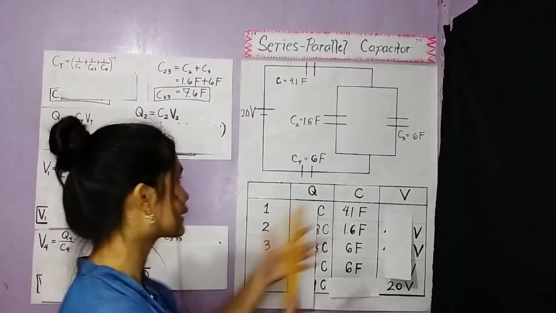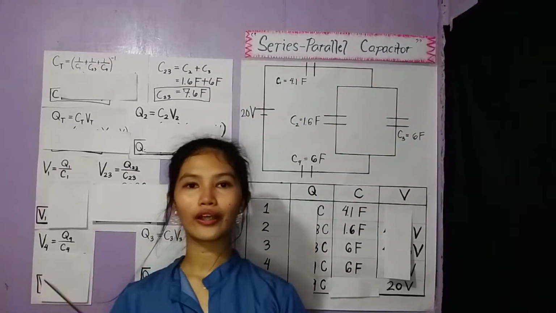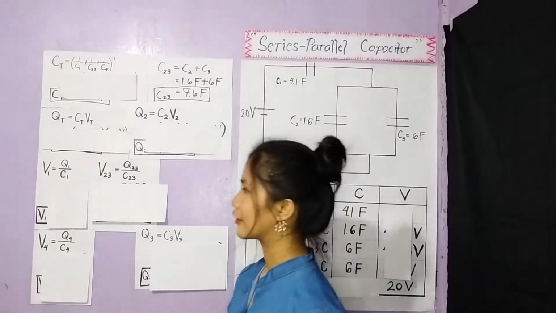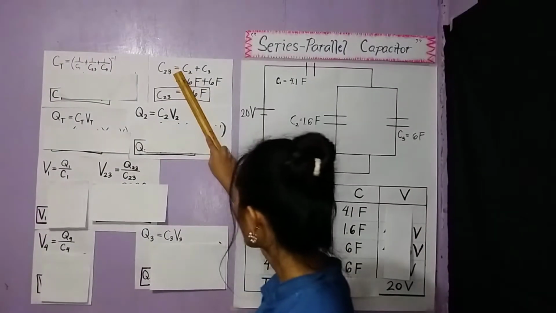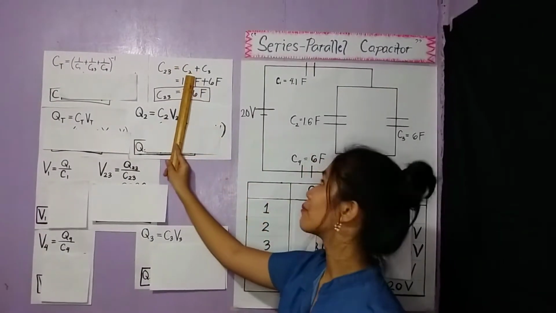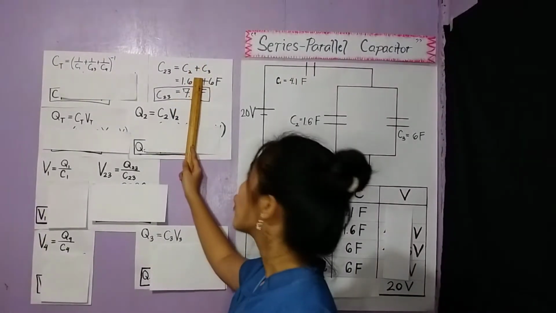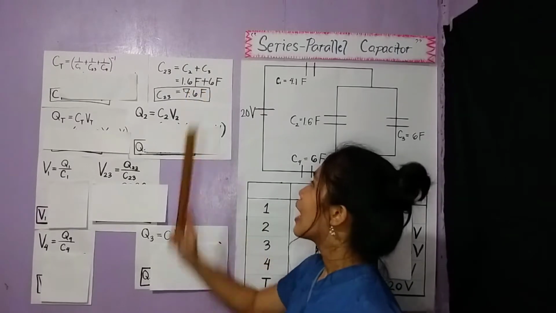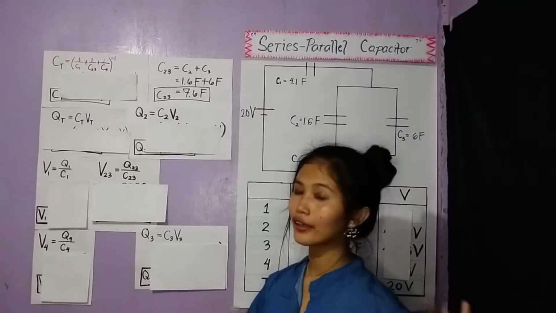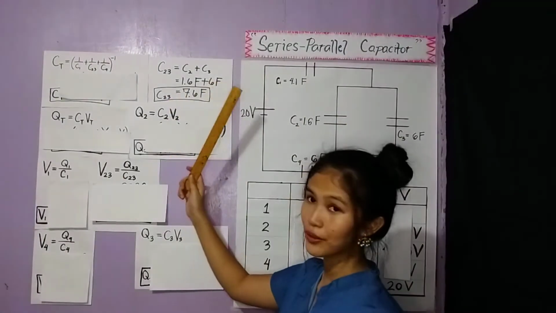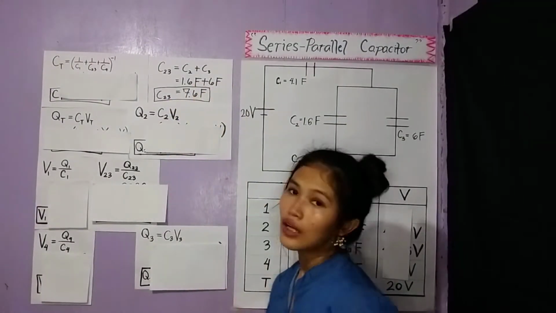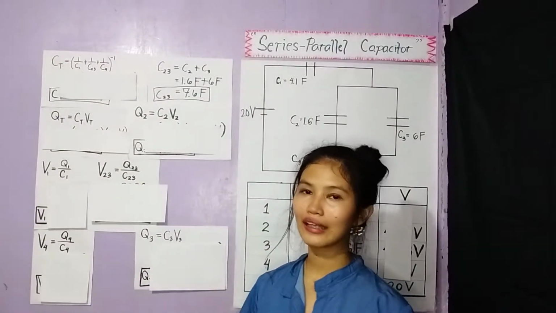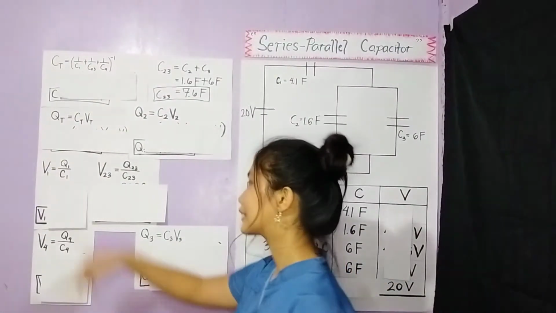Since C2 and C3 are parallel, we are going to first find their answer. So, using the formula, we combine C2 plus C3. We have 1.6 farad plus 6 farad, and using the calculator, we will be able to get 7.6 farad. So, since we already have the answer for C23, we can then proceed to finding the C total.